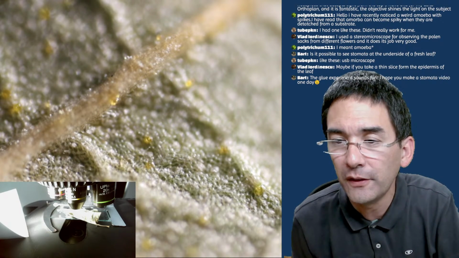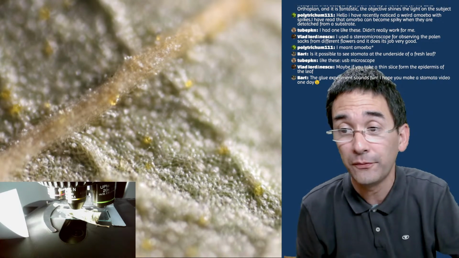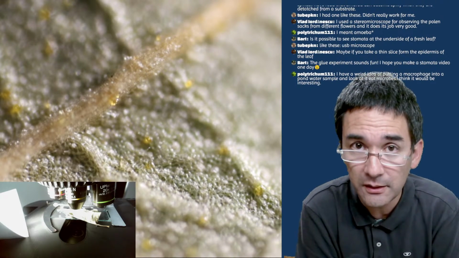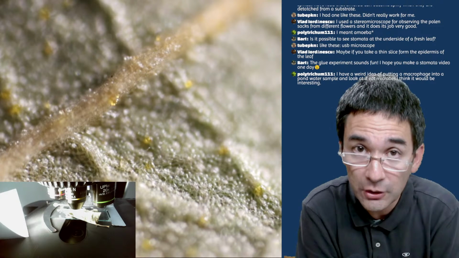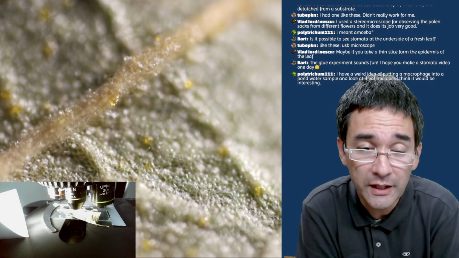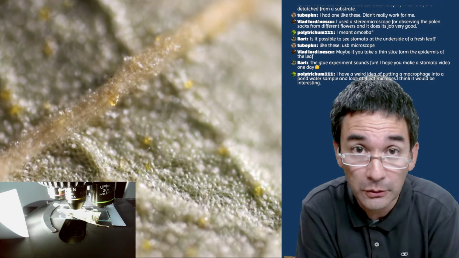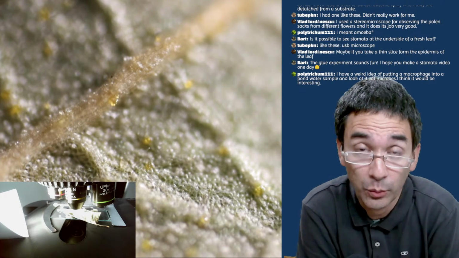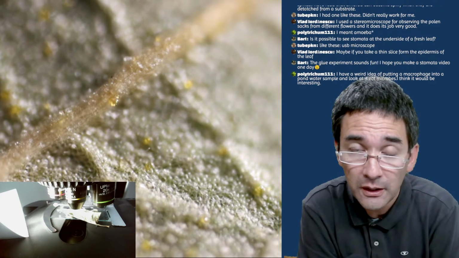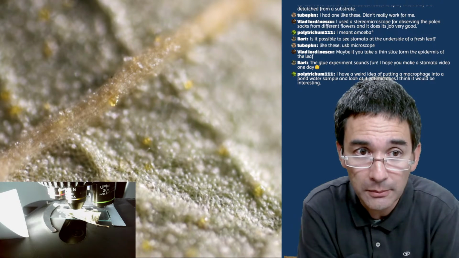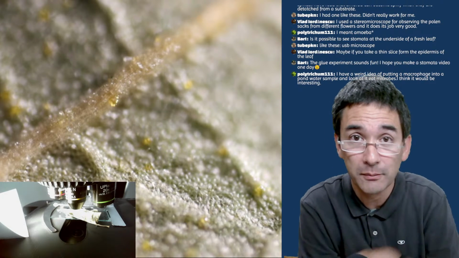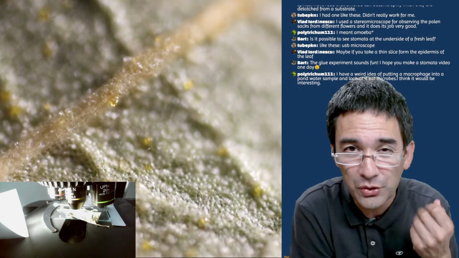So the glue experiment sounds fun. I hope you make a stomata video one day. As a matter of fact, I already did a few years ago. If you check my other channel, you can find a video where I did this; I think I even made 2 videos. So you take some glue, some regular wood glue works, or pretty much any type of glue works, and then you put it on the underside of a leaf, you allow it to dry, and you peel it off, and then you're able to see quite a bit. Make sure that the leaf's underside is relatively smooth. Some leaves are pretty hairy and fuzzy, and then of course it doesn't work quite as well.